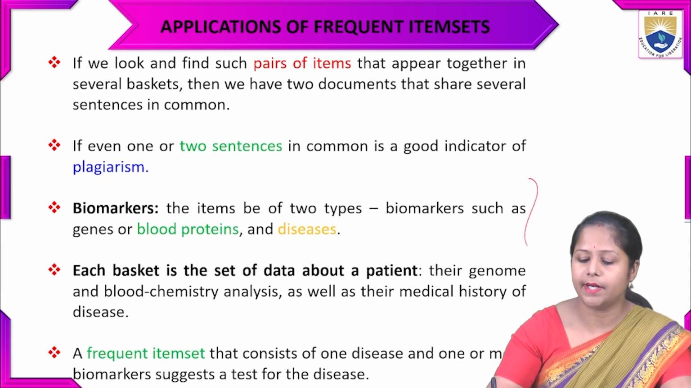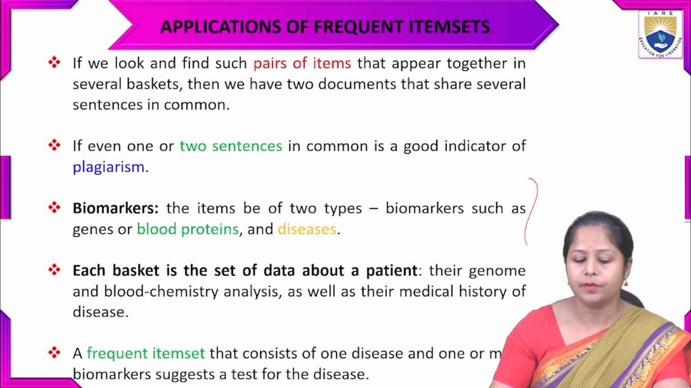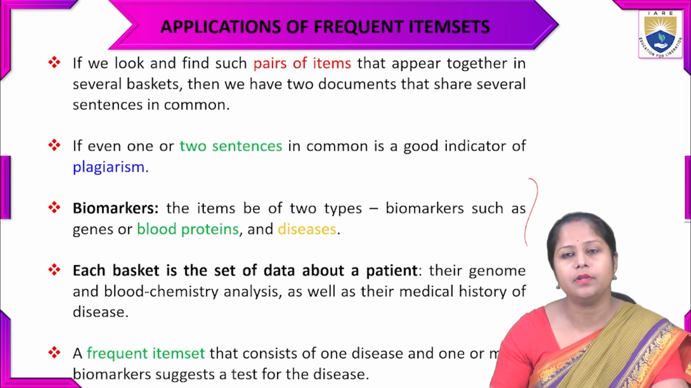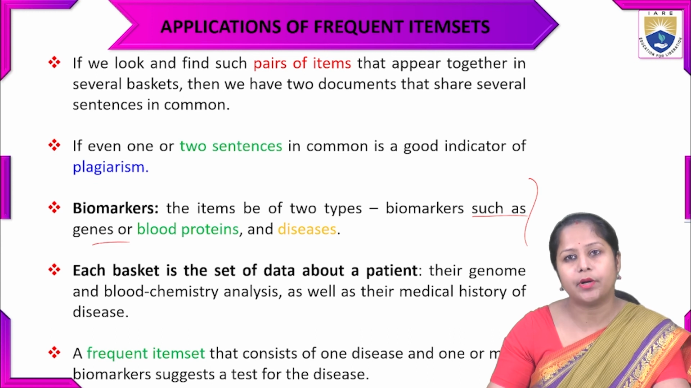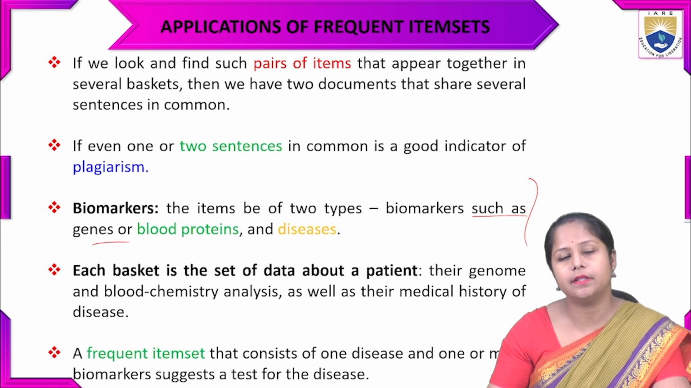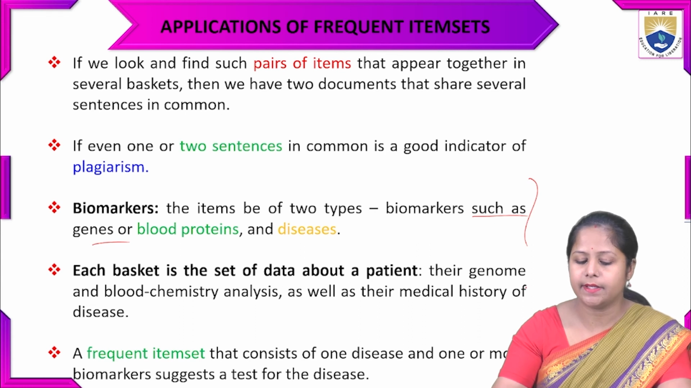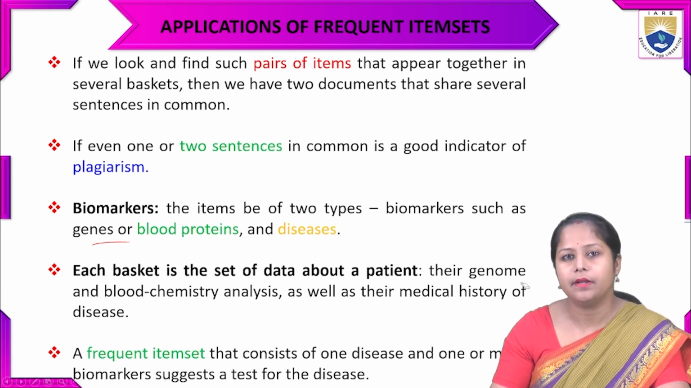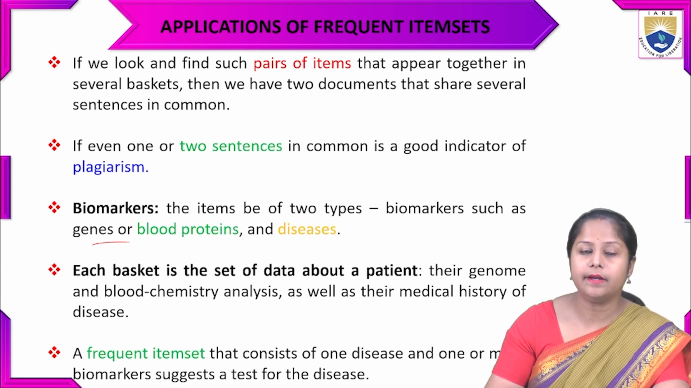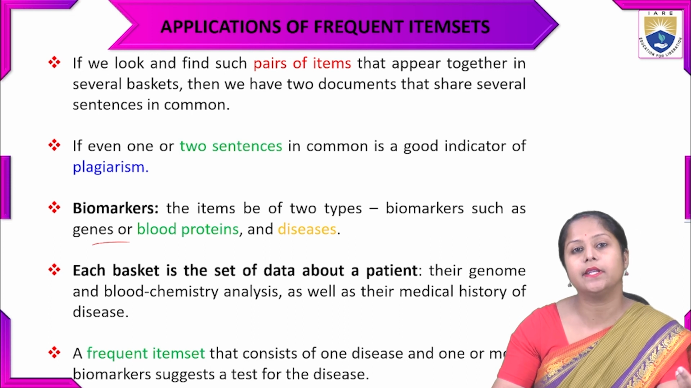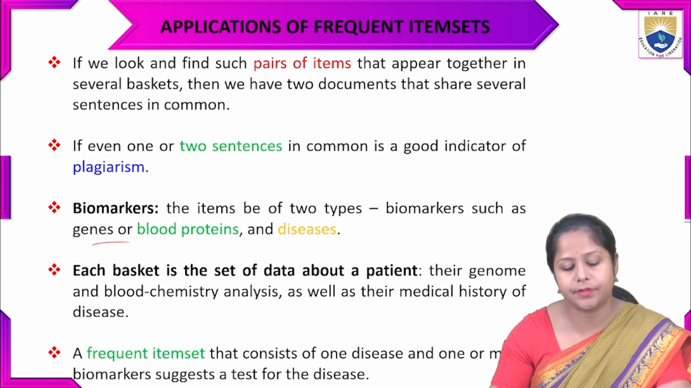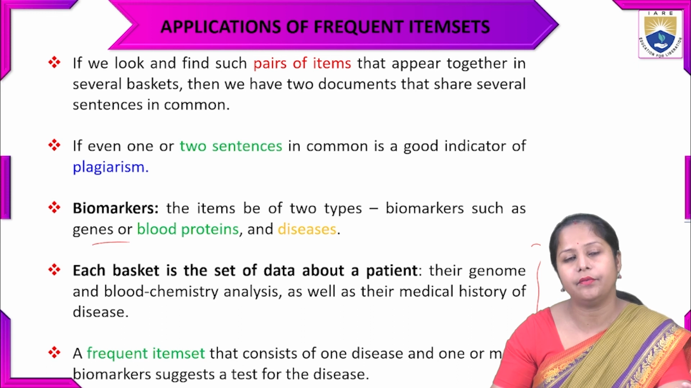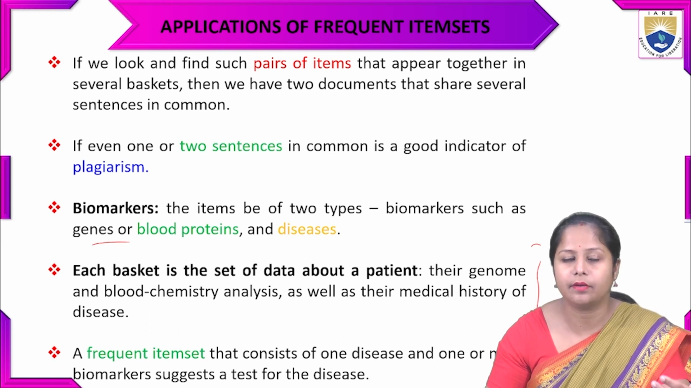The third example is biomarkers. The items are of two types: biomarkers, such as genes and blood proteins, and diseases. Each basket is the set of data about one patient: their genome structure, blood chemistry findings and analysis, and the medical history of the disease.